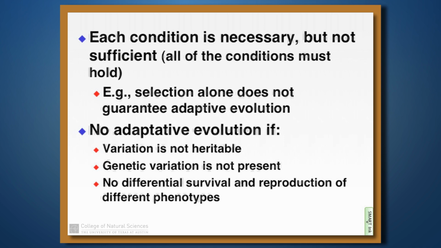So we cannot have adaptive evolution if there's no variation that is heritable, if genetic variation is not present, like in the case of the clones, or if we have no differential survival and reproduction of the phenotypes. There will not be any kind of adaptive evolution.